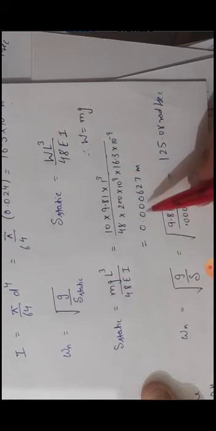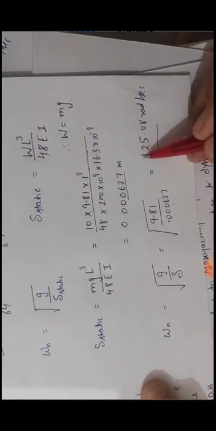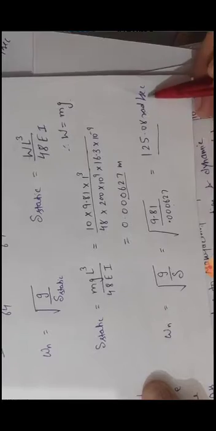So we have all the data. After putting all the data, we get the static deflection at the midpoint as 0.000627 meter. By using this, we can easily find the value of omega n. Omega n equal to under root g upon delta static, that is 9.81 upon this, and we get the natural frequency of our shaft system as 125.08 radian per second.